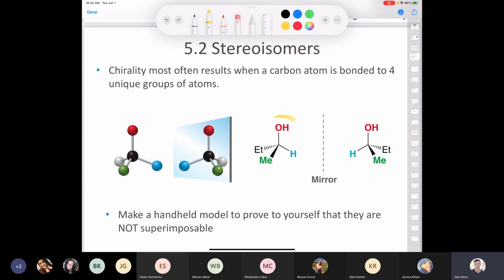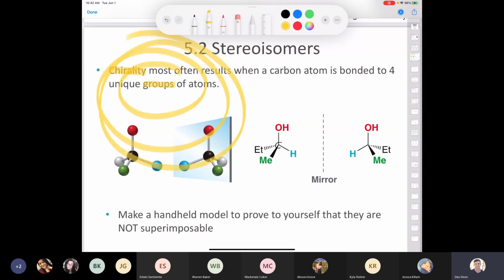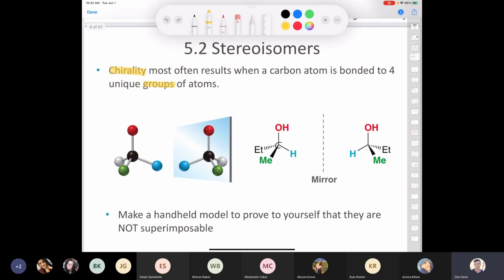So this is called 2-butanol, this molecule here. But you can see that this carbon in 2-butanol is a chiral carbon. It results in a molecule that is non-superimposable upon its mirror image. The reason why is because chirality most usually results when the carbon is bonded to 4 unique groups of atoms. I can't stress this enough. Groups, not atoms. 4 unique groups of atoms.